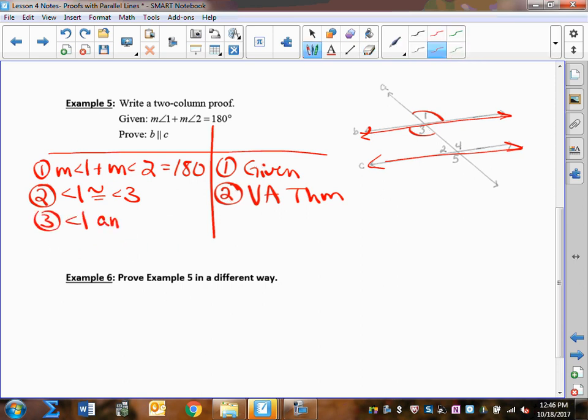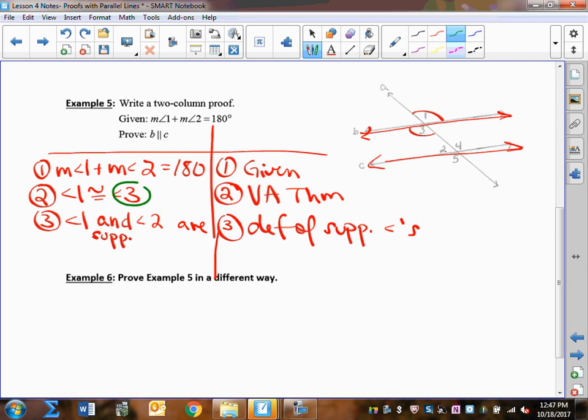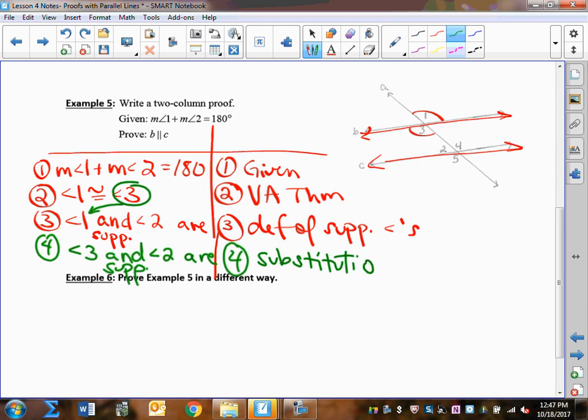So angle 1 and angle 2 are supplementary. How did I know that? Just the definition of supplementary angles. Two angles whose measures add to 180 are supplementary. Okay. Now what can we do with this? Since 1 and 3 are congruent, let's replace angle 1 with angle 3. So I have angle 3 and angle 2 are supplementary. And that's just substitution. We were allowed to substitute because we're replacing angle with angle, not measures. That's substitution, not transitive. So, angles 3 and 2 are supplementary.